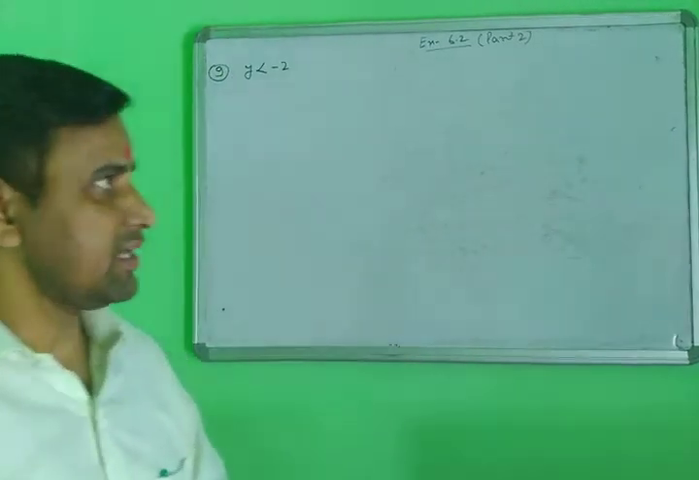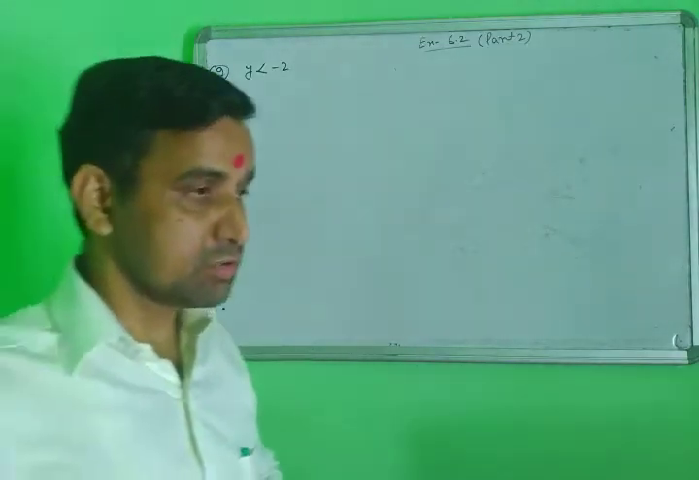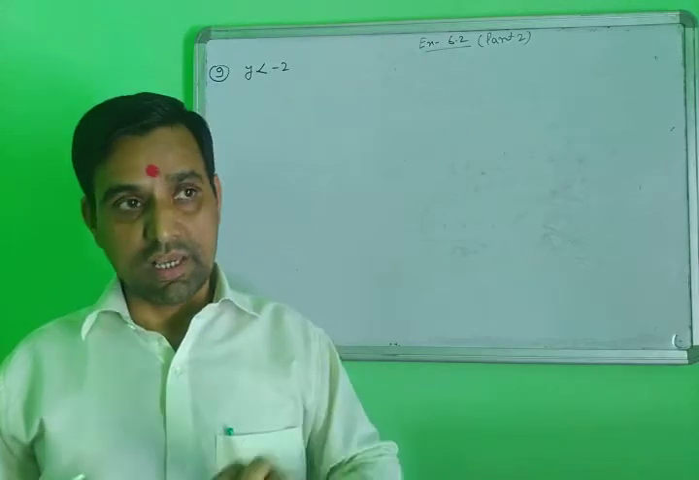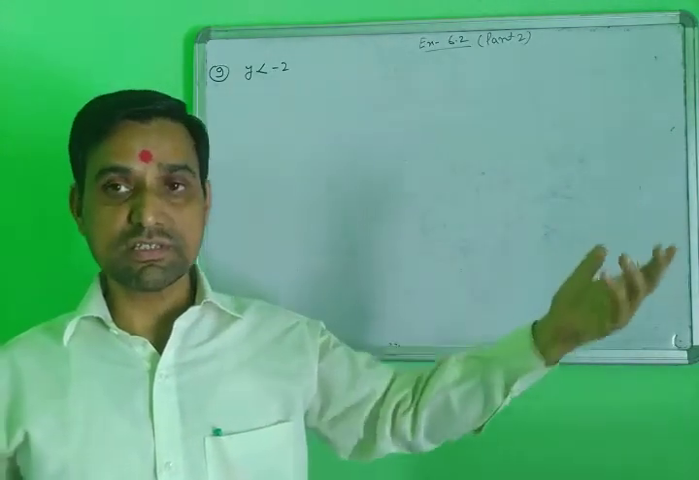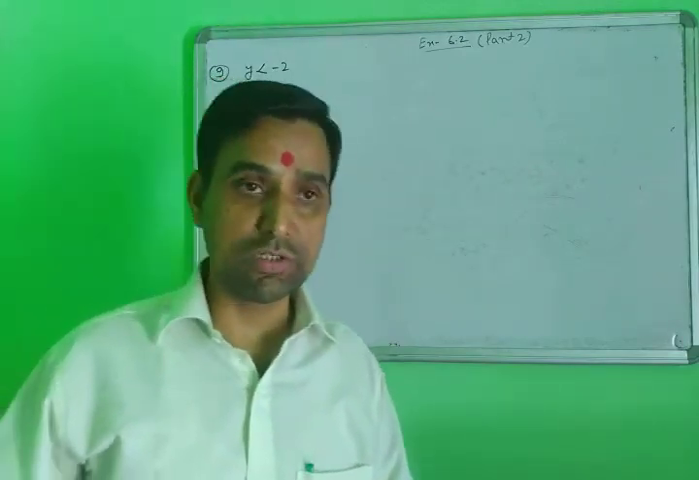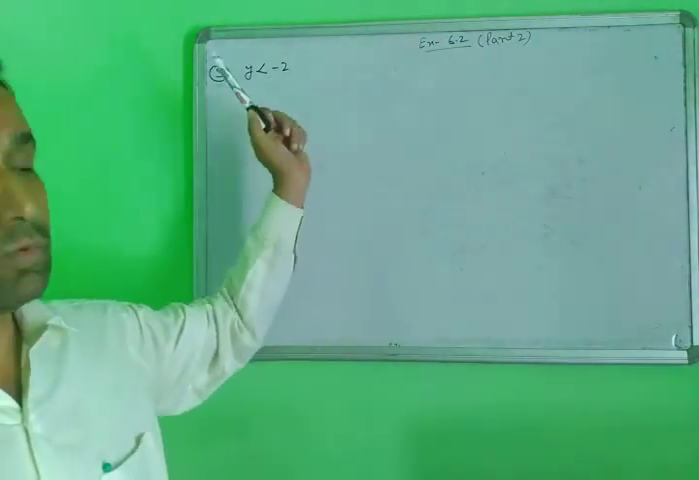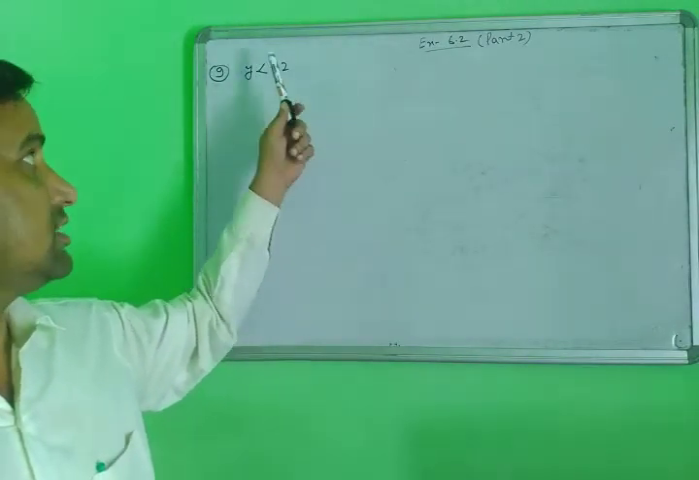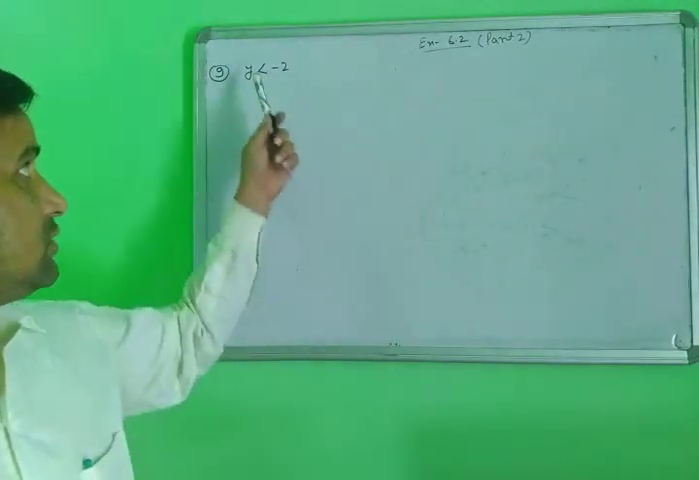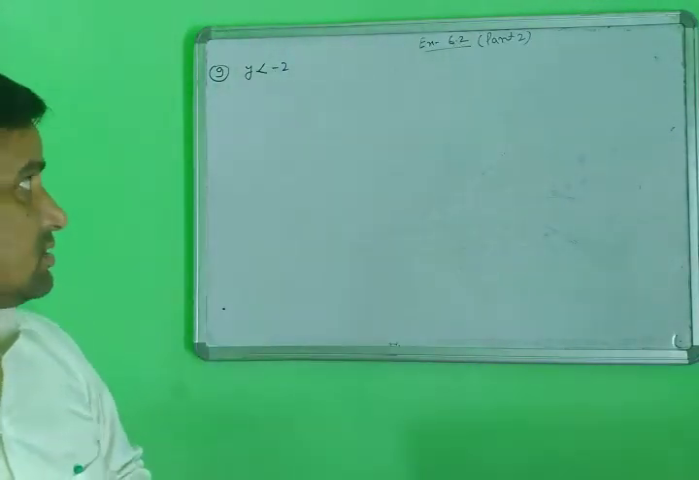Yes students, next question. I am taking a different type of question here, question number 9, y less than minus 2. Here there is only one variable, but do not solve it according to exercise 6.1. Exercise 6.2 is completely different: in 6.1 you solve single variables, in 6.2 you solve two variables. Solve this question as two variables: first draw the graph with two axes, x axis and y axis. Mostly students wrongly solve this type of question as in exercise 6.1, but that is the wrong pattern. Solve it graphically, according to planes, not single lines. Now start the solution.